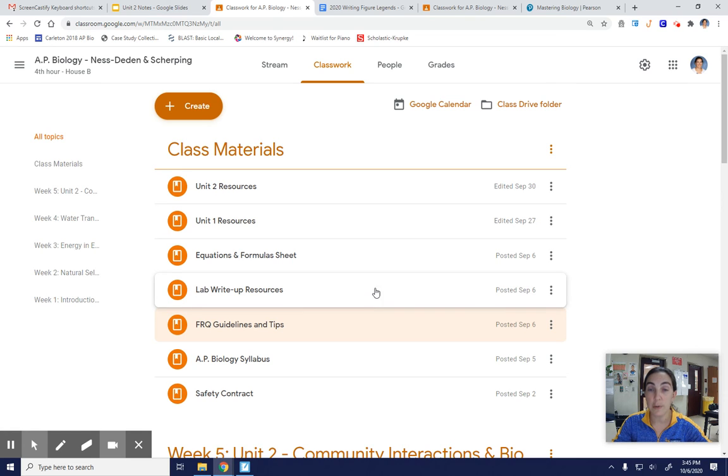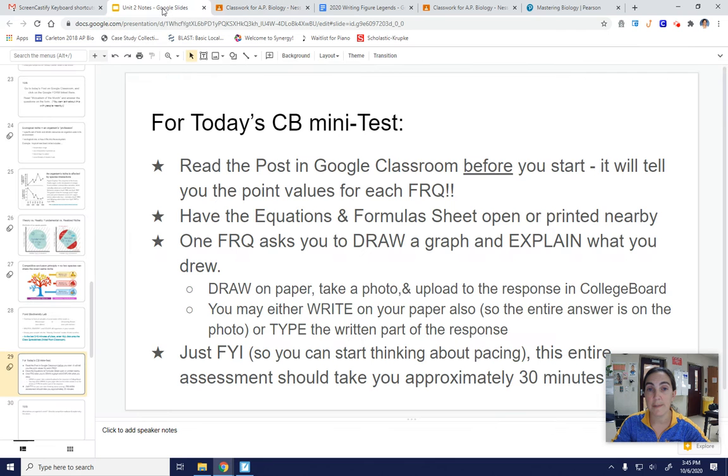Please look at those and use them throughout the year this year to continue improving your lab write-ups and your free response answers. Speaking of free response, the last thing that I wanted to talk about real quickly is your free response, particularly the free response parts of your assessment today. So a couple of things before you go to the assessment today in College Board, make sure you read the post in Google Classroom. As I mentioned last week, I will start telling you how many points each FRQ is worth. That will also help you figure out how much detail you need to include.